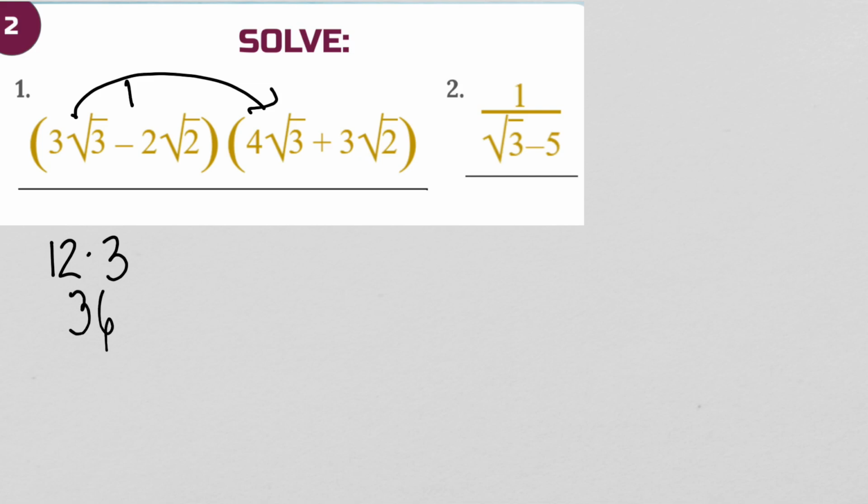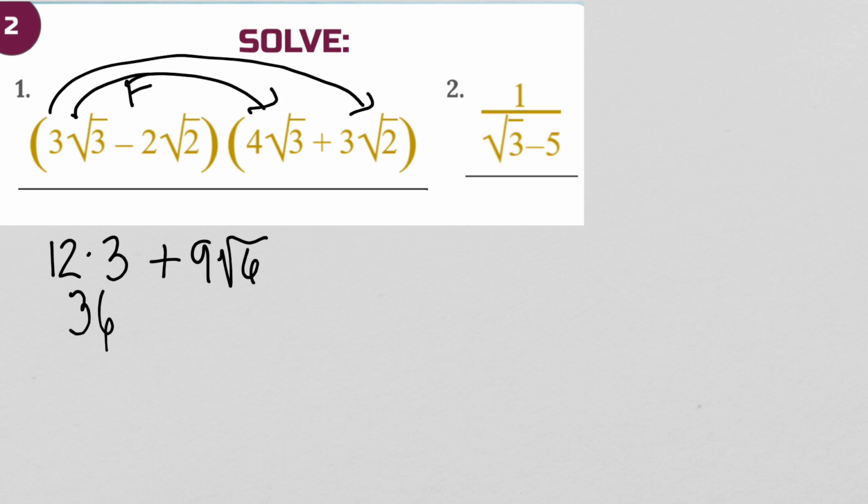Now I do the outer terms, 3 root 3 times 3 root 2. So 3 times 3 is positive 9. Root 3 times root 2 is root 6. So remember, you're always multiplying radical times radical, number times number.